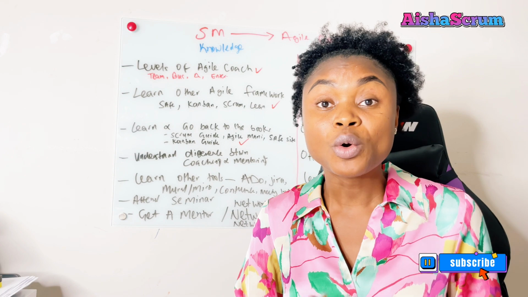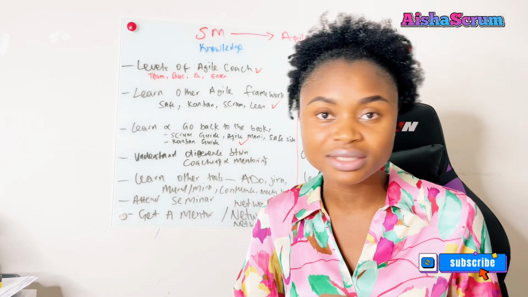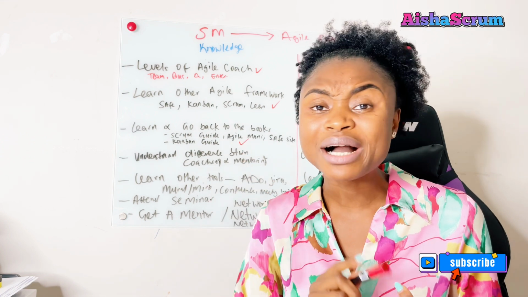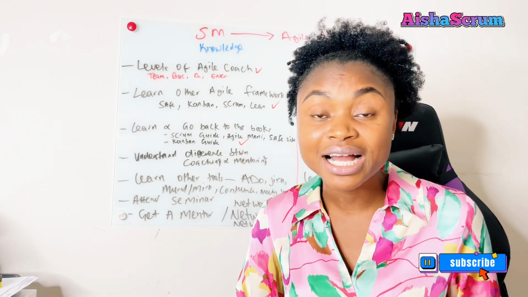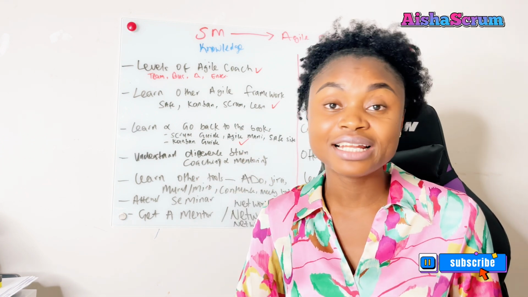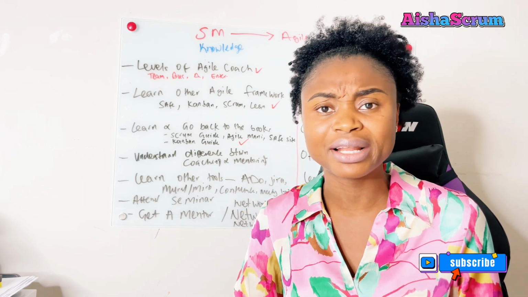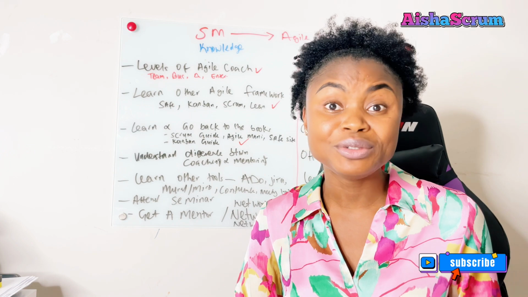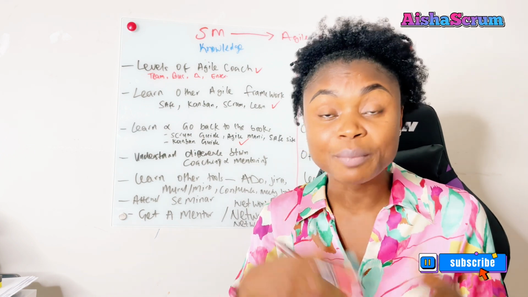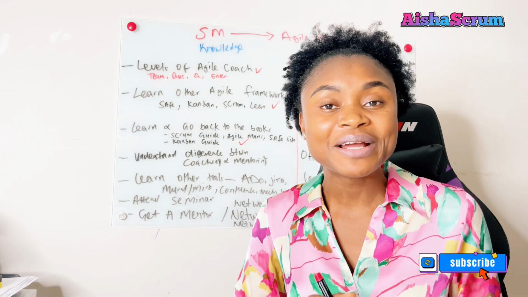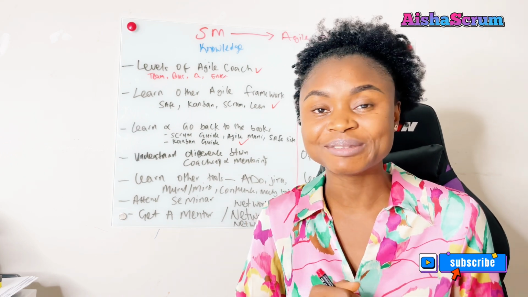So now go back to the book, go back to the Scrum guide, go back to the Agile Manifesto, go back to learning about the Kanban guide, go back to Lean. SAFe has a lot of materials online for free. Go through all of those and refresh your memory, so that it can help prepare you for this new role you're trying to embark on.